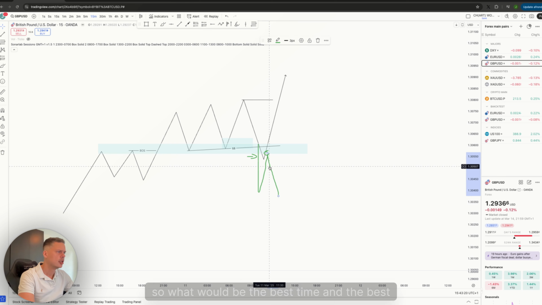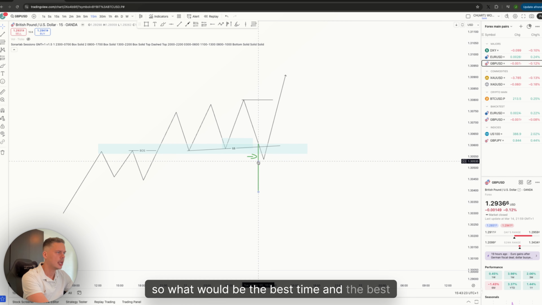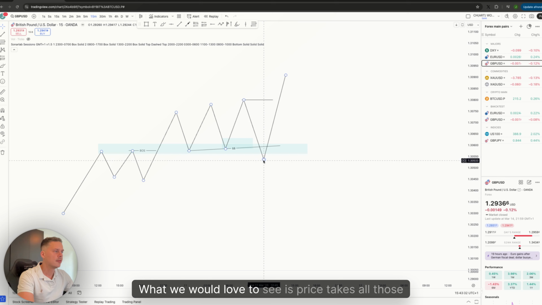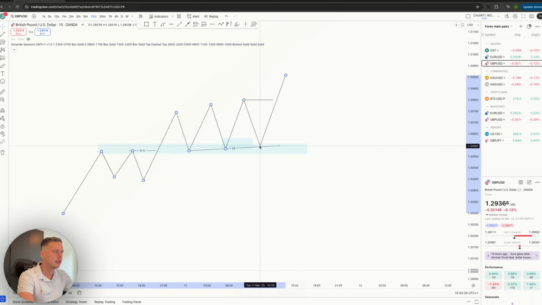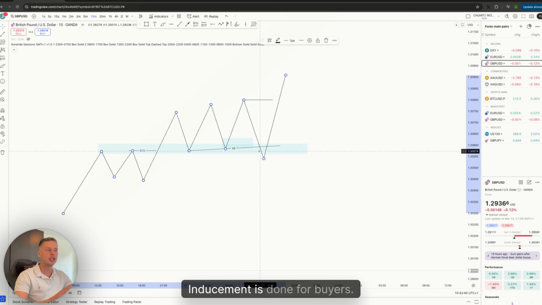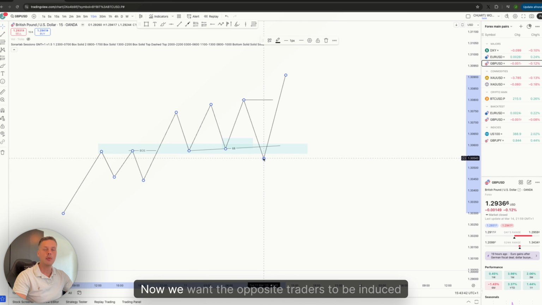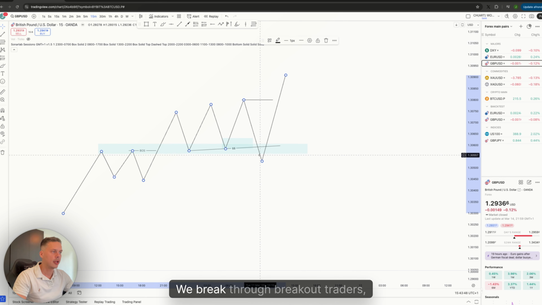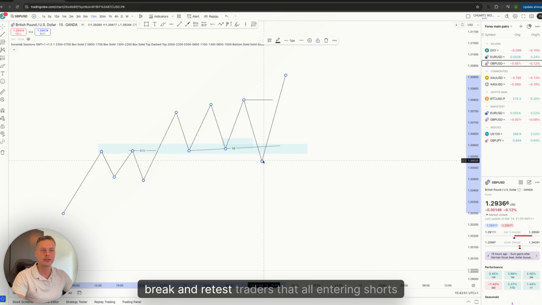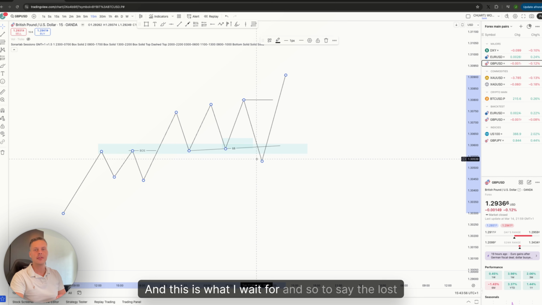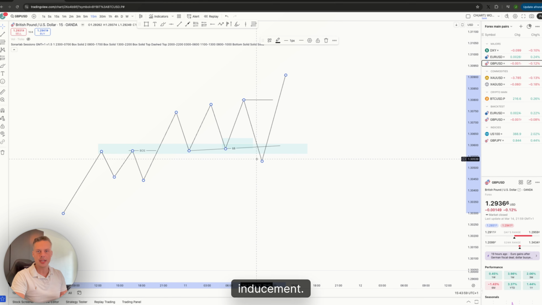All right, so what would be the best time and the best entry or the best confirmation, so to say, to wait for before entering on a trade? What we would love to see is price takes all those buyers out, liquidate them, they are getting induced all the way here. Inducement is done for buyers. Now we want the opposite traders to be induced, sellers in this case, right? We break through, breakout traders, break and retest traders that all entering on shorts are getting induced in the market. And this is what I wait for, and so to say, the last inducement.